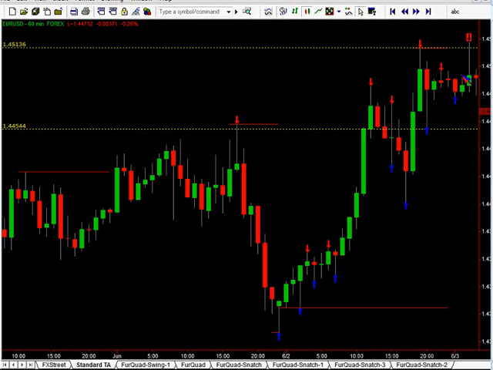Now for this pullback here, assuming a single time frame entry without any fluff or additional filters, for a pullback entry, or in this case a breakout and a pullback, entry above the pullback high would be the way that I would do it. The stop loss would go past the lowest point of the retracement after that pullback has developed.